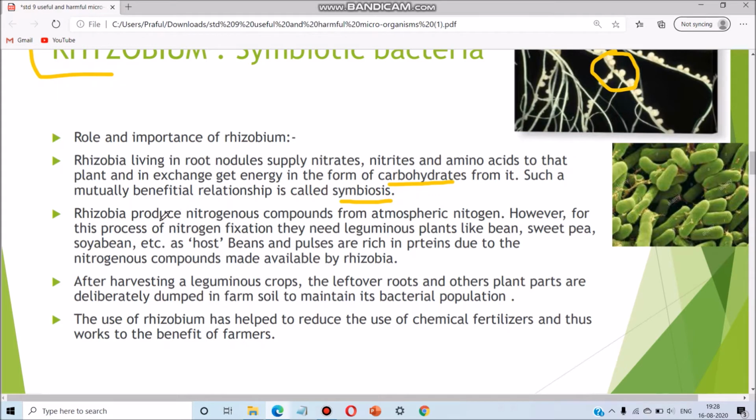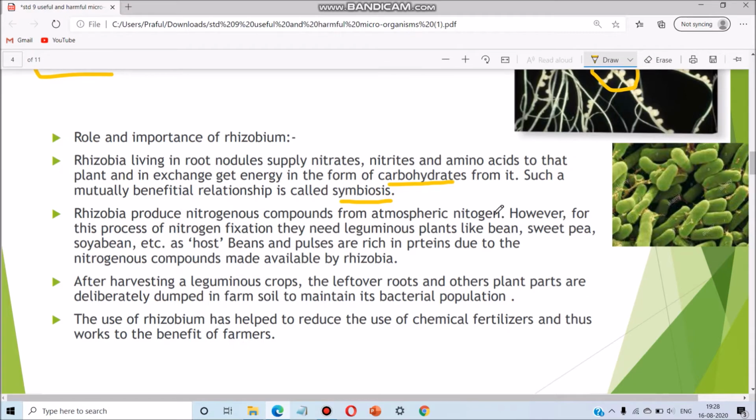Rhizobia produce nitrogenous compounds from atmospheric nitrogen. However, for this process of nitrogen fixation, they need leguminous plants. So which are the leguminous plants? Here examples are given: bean, sweet pea, whose nitrogenous compounds are made available by rhizobia. Another example is the soya bean. These plants are used as hosts for the bacteria.